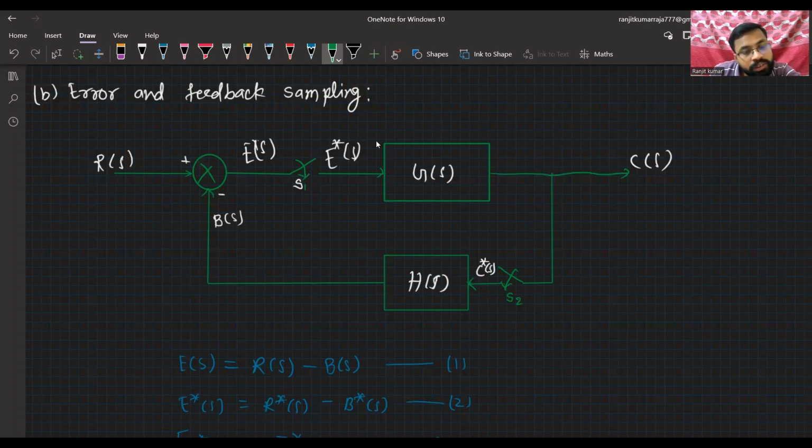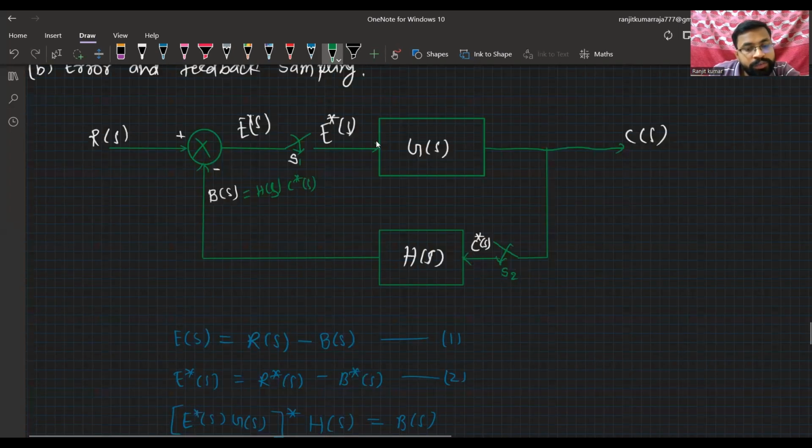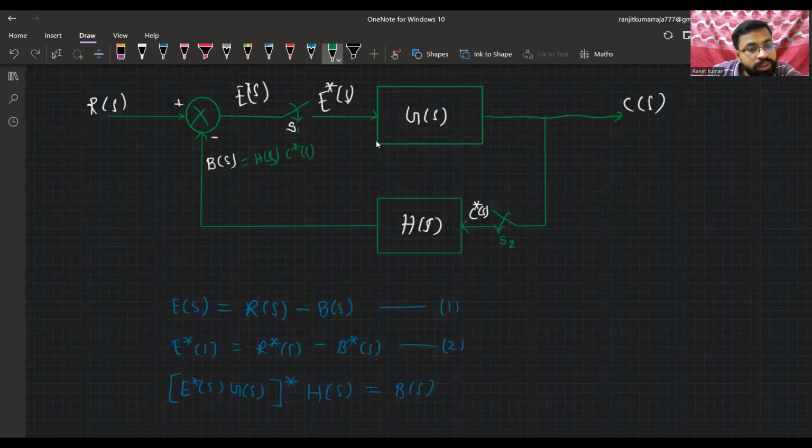E of S, this error signal, will become directly R of S minus B of S. Suppose that B of S is nothing but H of S into C star of S, H of S C star of S. This is equation number 1, the error signal. Now taking the star of this function, starring equation 1, it will become E star of S equals R star of S minus B star of S, equation number 2.